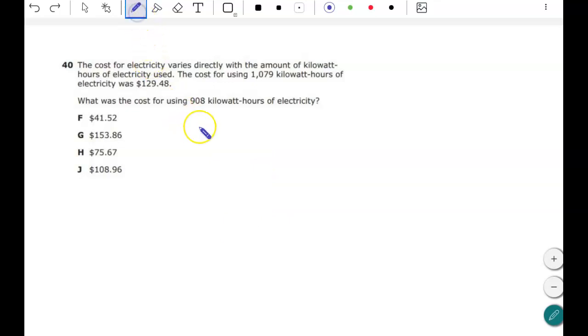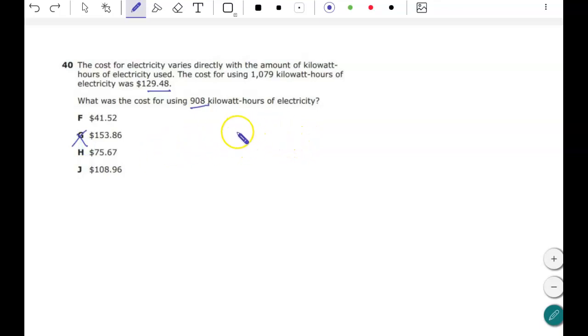All right, so here's question number 40. It says the cost for electricity varies directly with the amount of kilowatt hours of electricity used. The cost for using 1,079 kilowatt hours of electricity was $129.48. What was the cost of using 908? Well, obviously it's got to be less than this amount, so you could probably eliminate G for sure, right?